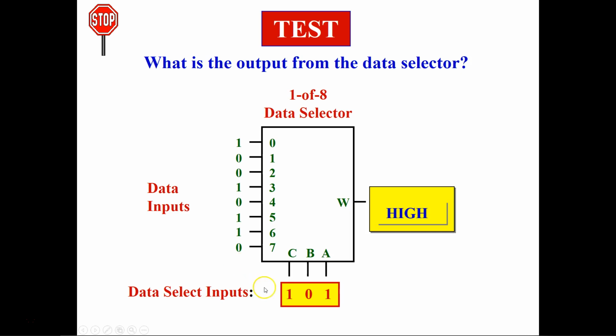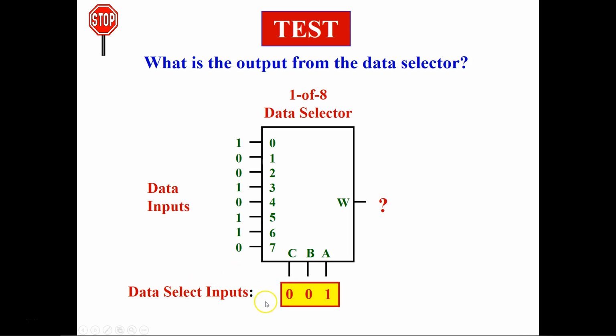Similarly, for example, if you have CBA as 111, then what will be your output? It's going to be 0, because at the 7th place, when all of these are high or all ones, at that point the output is 0. So here your output is going to be low. Now let's see for this case.